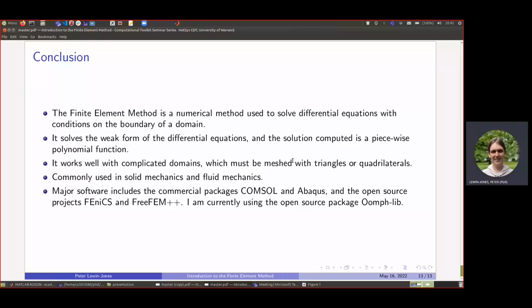But it's a great method, in particular for complicated domains, and I would really recommend it. It's worth looking into as an alternative method to, say, spectral methods or finite difference methods. And it works really well.